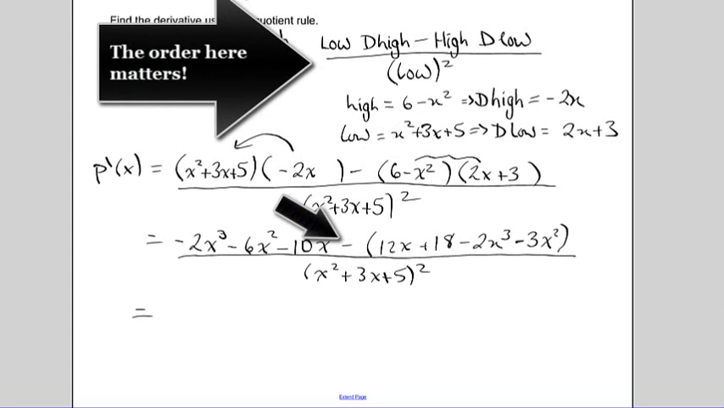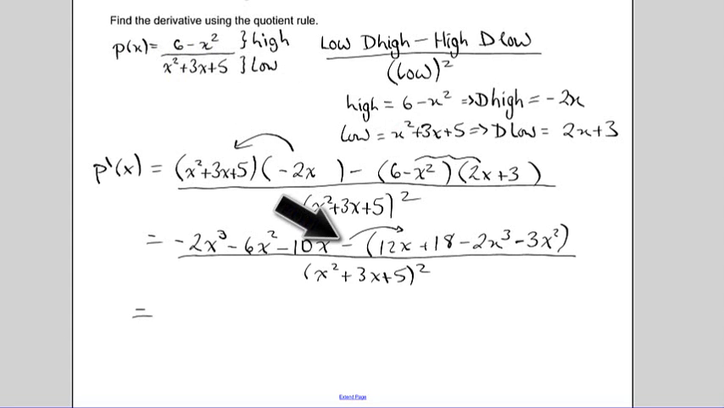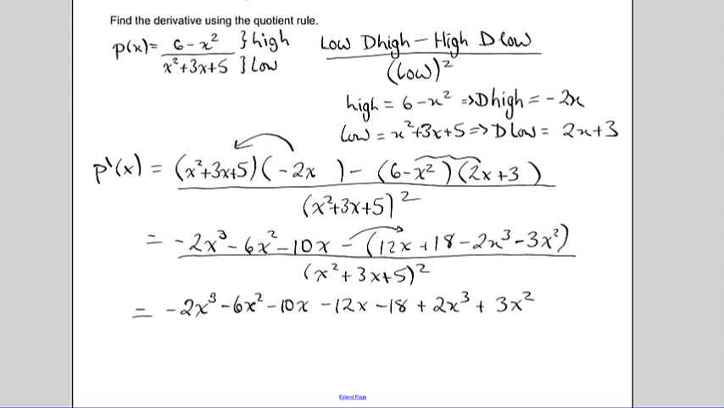So I'm going to distribute the negative. So I'll have negative 2x cubed minus 6x squared minus 10x. Now minus 12x minus 18 plus 2x cubed plus 3x squared. Again, that's all over low.